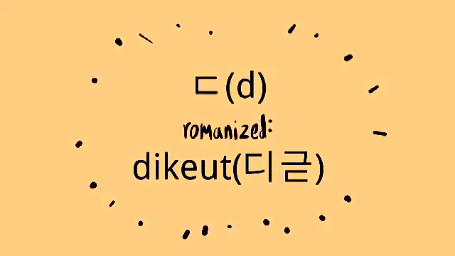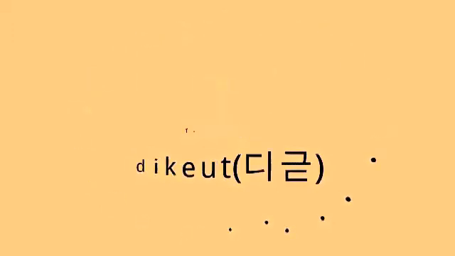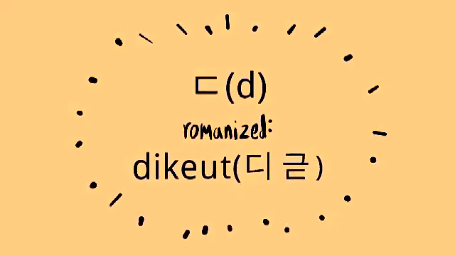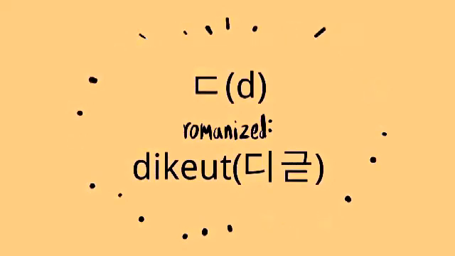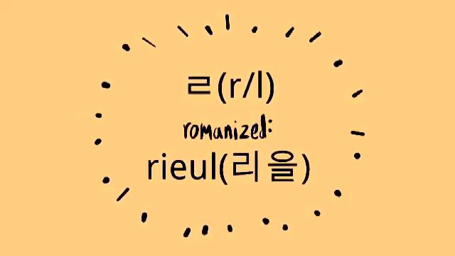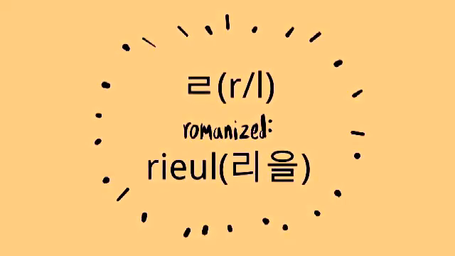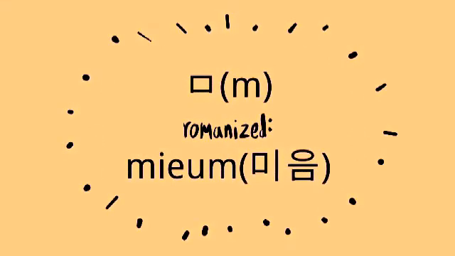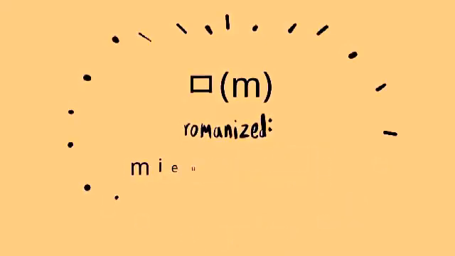Dikut. This is similar to letter D of the alphabet. Real. This is similar to letter R or L of the English alphabet. Mium. This is similar to letter M of the alphabet.